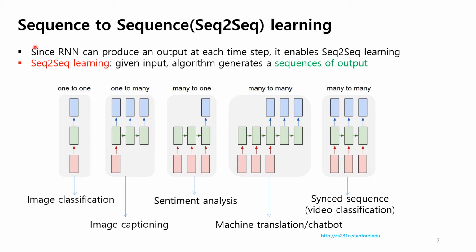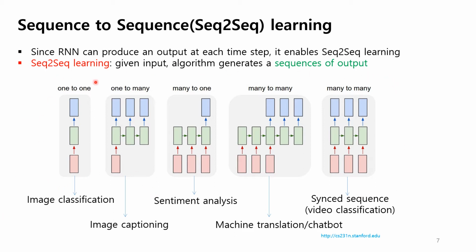Since RNN can produce an output at each time step, it enables what is called sequence to sequence learning. The definition is: by the assumption of RNN, which is meant to process sequence data, given a sequential input, the algorithm generates a sequence of output. Input is sequence, output is sequence. This slide shows some examples of sequence to sequence learning.